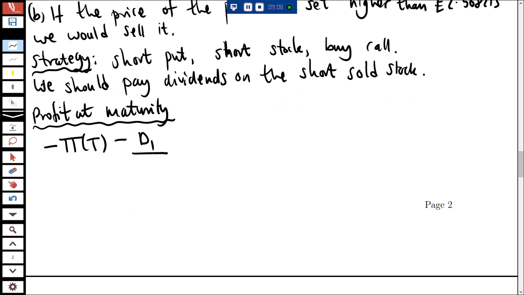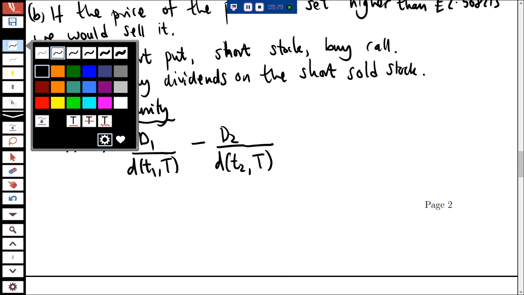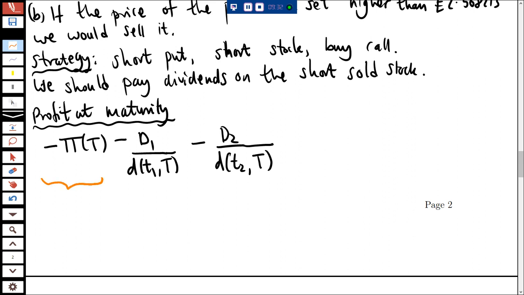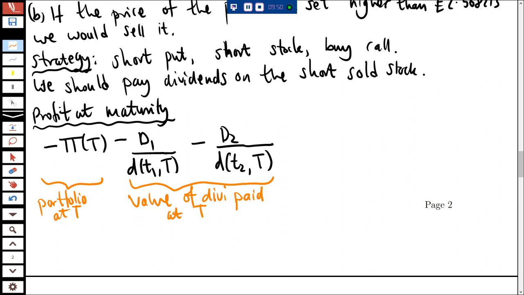Okay, I'm going to compound this to the future. So I'm going to take this from 2 months to 6 months, T1 to big T. There's another dividend which we need to factor in, D2. Okay, so we've got, let's label these, the portfolio at T, which we need to pay. And we've got the value of the dividends, the divvies paid at time t in the future.